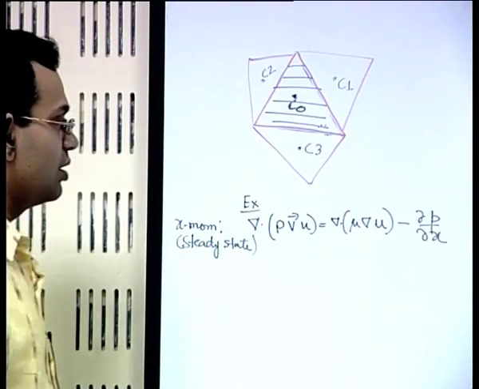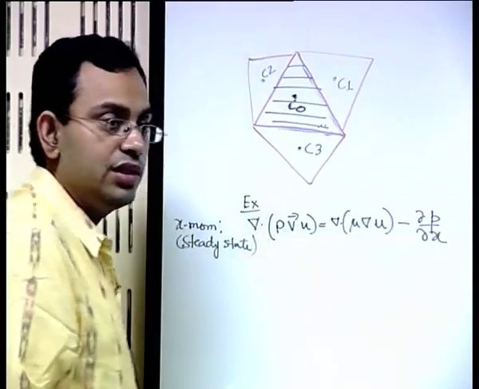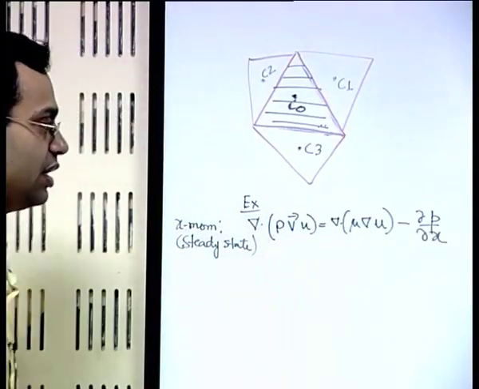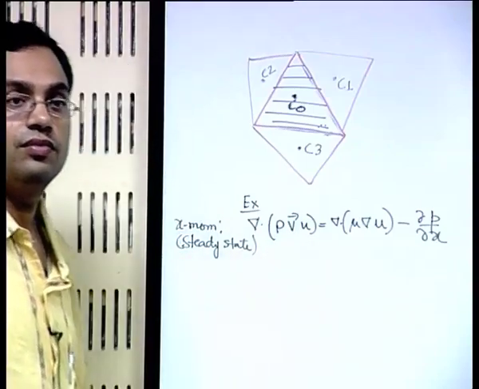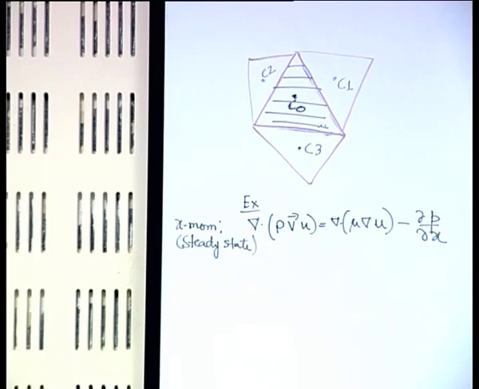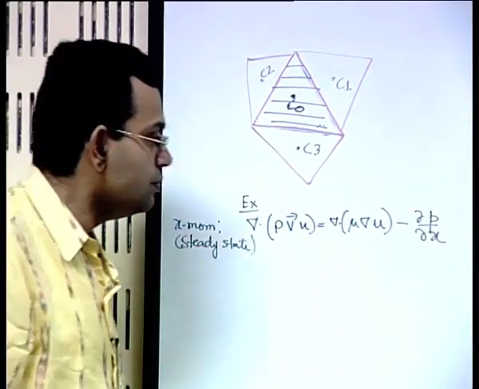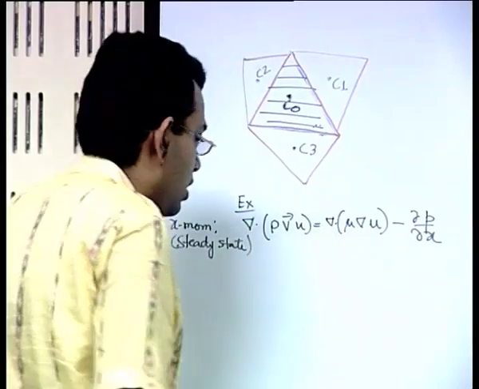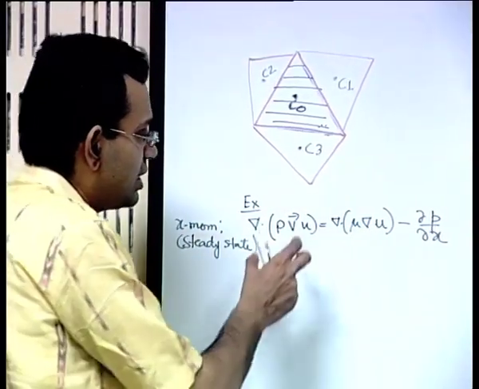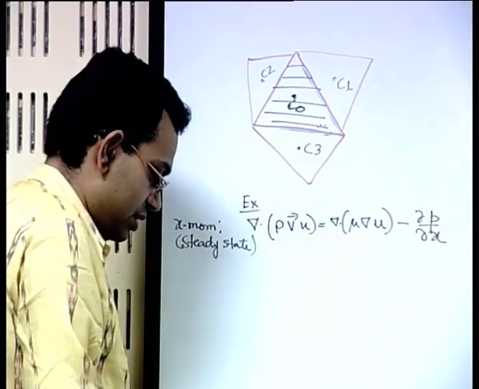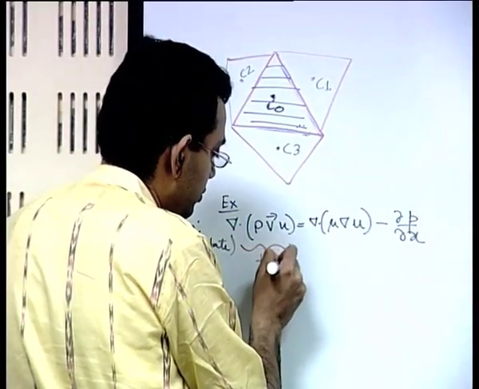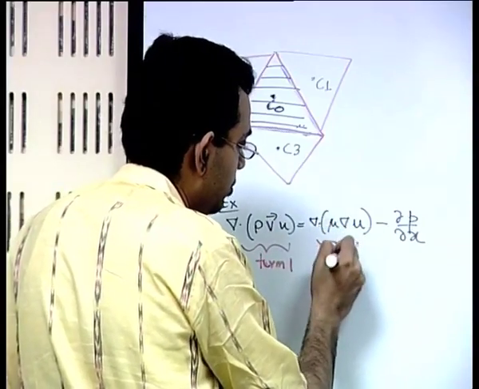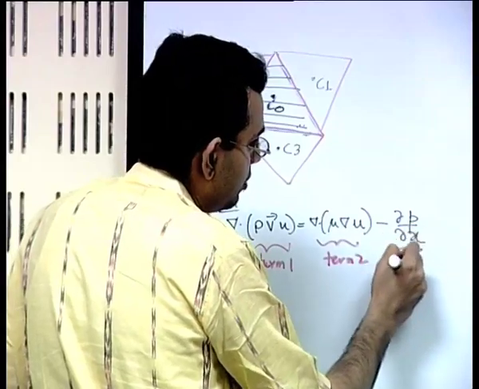So let us say that we want to solve the x momentum equation where u is the x component of velocity, p is the pressure, mu is the viscosity and V is the velocity vector, for which u is just a component along x, v is a component along y and w is a component along z. Now we can discretize the different terms, so let us just do it term by term. Let us call this term 1, this term 2, this term 3.